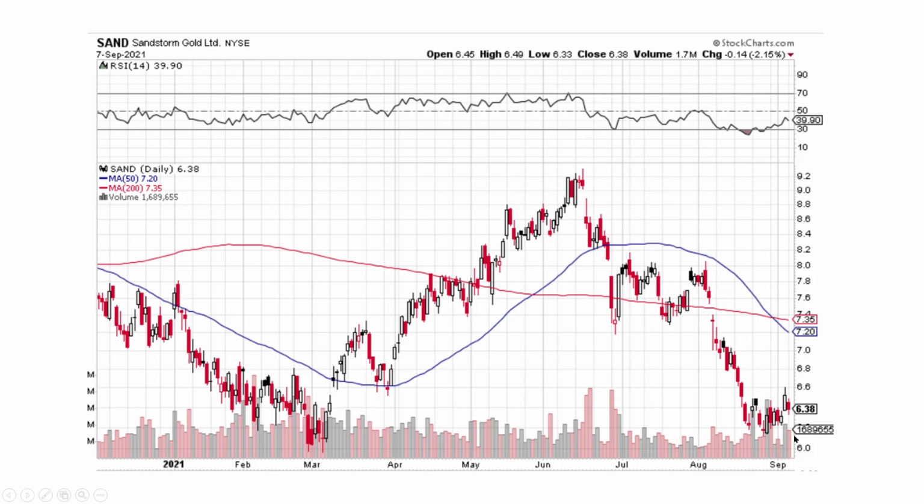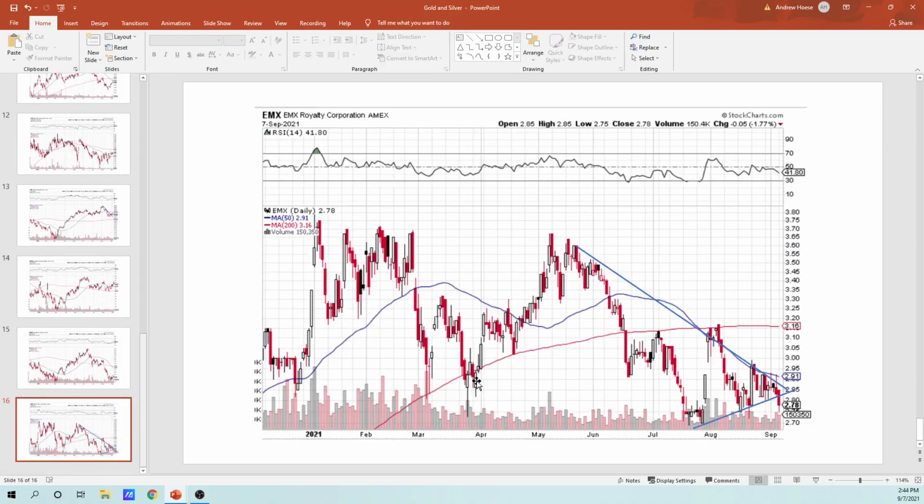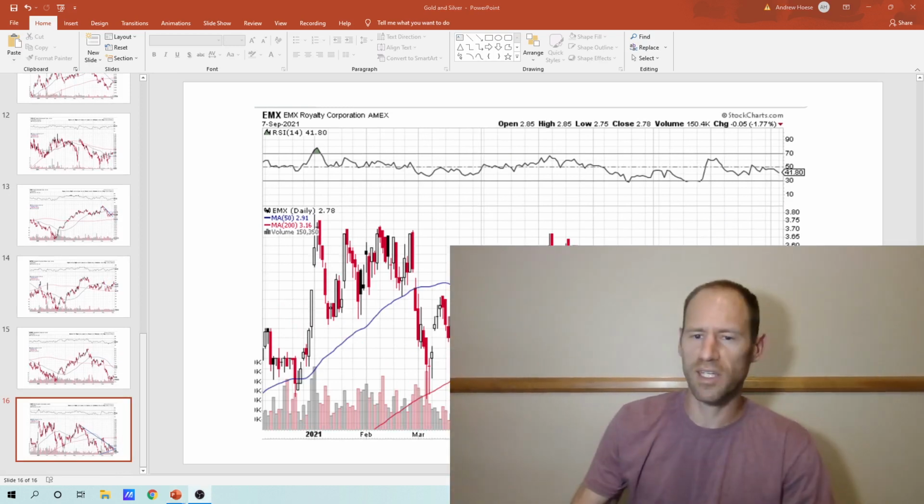Sandstorm Gold, still looking like we're holding pretty well. The pattern looks pretty good. EMX is getting a little bit out of the pattern here, but we have a little wick on the bottom. We'll see if the momentum carries us higher tomorrow. We'll have to see. That's what I have for the overall sector.